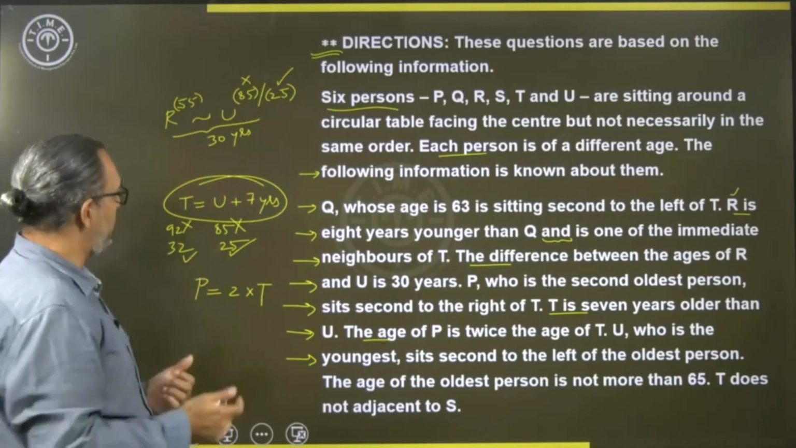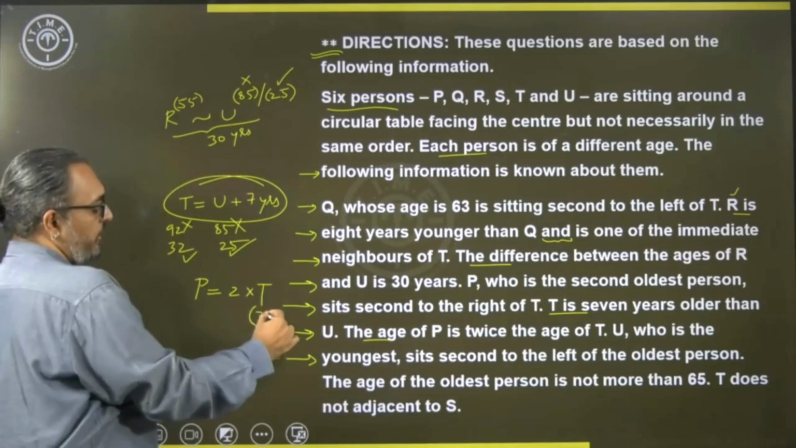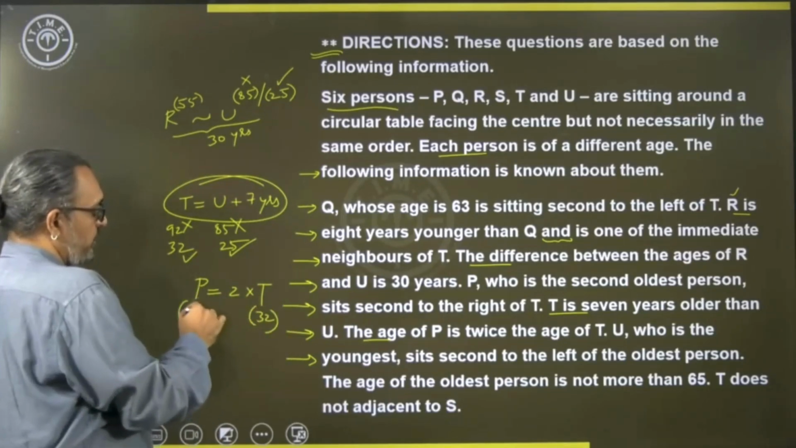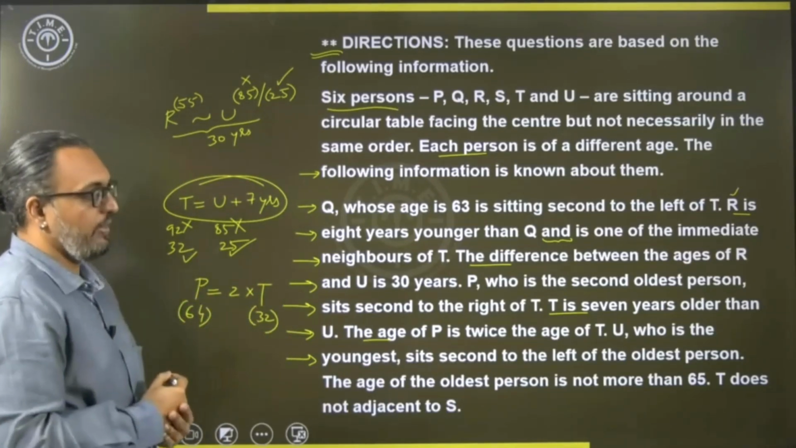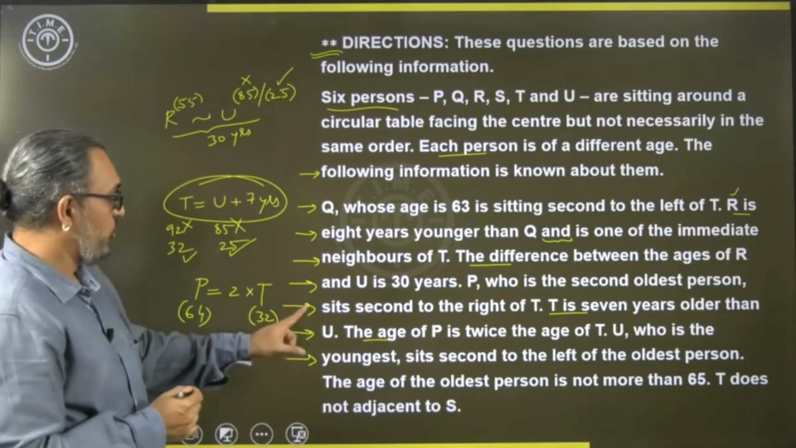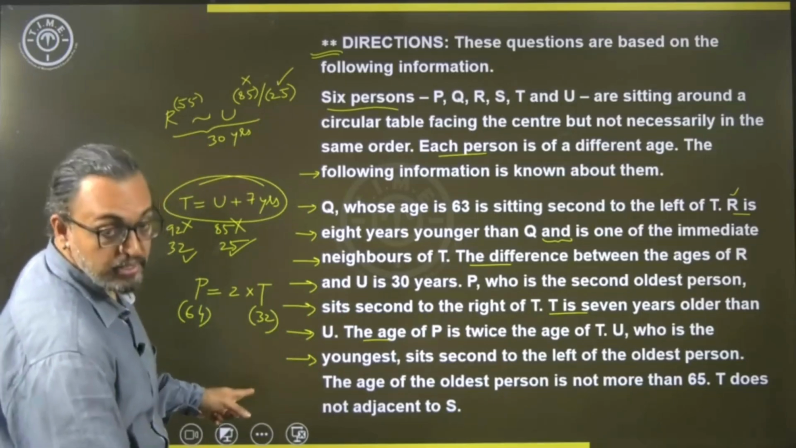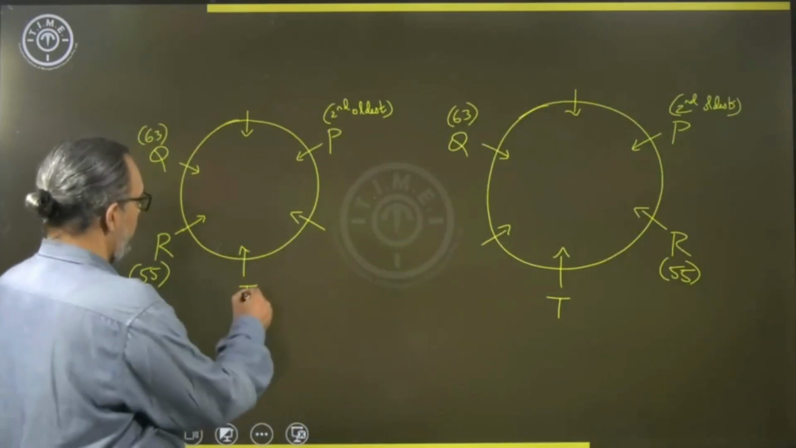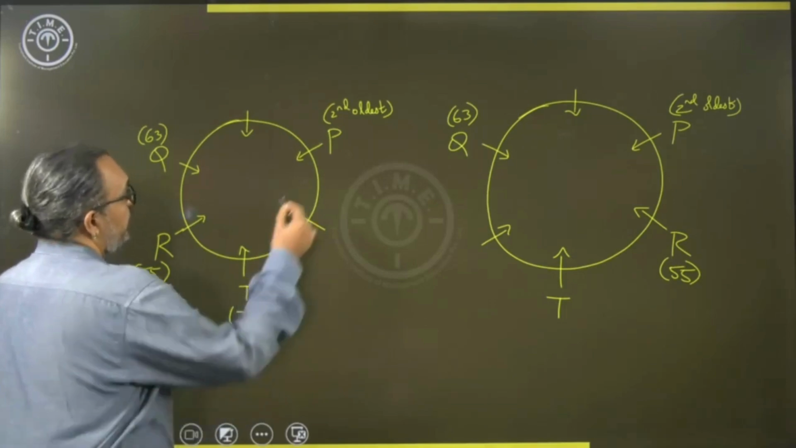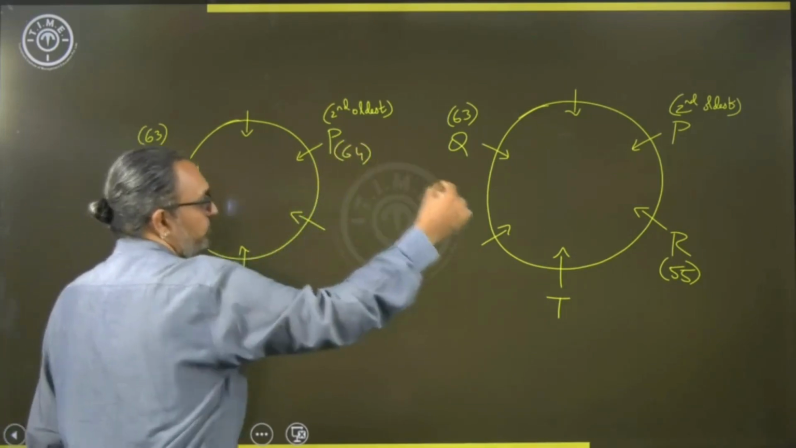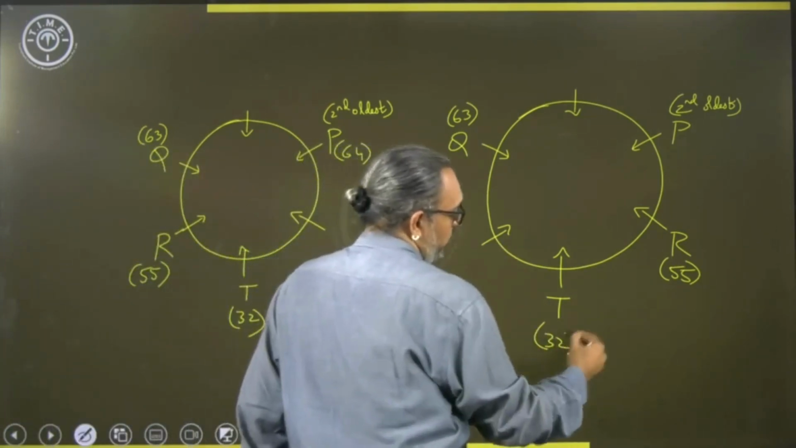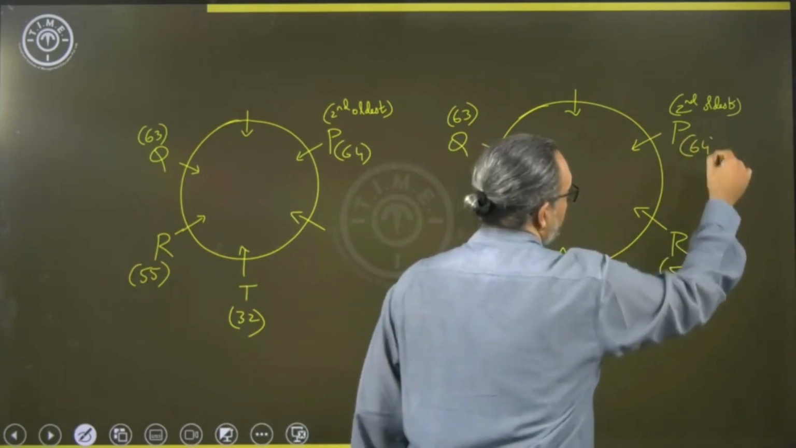So, once I know that T's age is 32, then double of 32 is 64. So, we have age of P is twice the age of T. T's age is known as 32 now, so we will fix that. So, T is 32, then twice of 32 is 64. Here also T is 32, twice of 32 you have is 64. So, that is the second oldest.